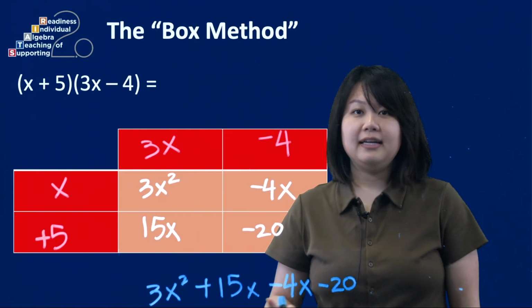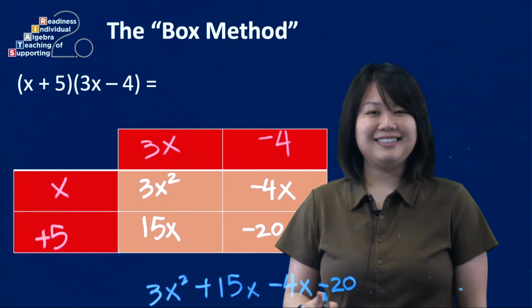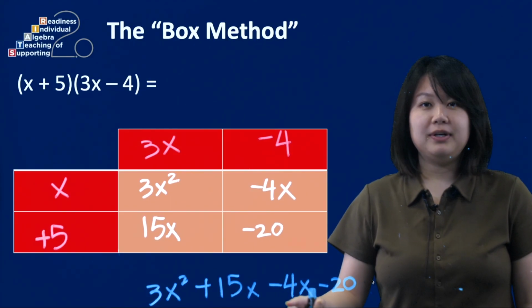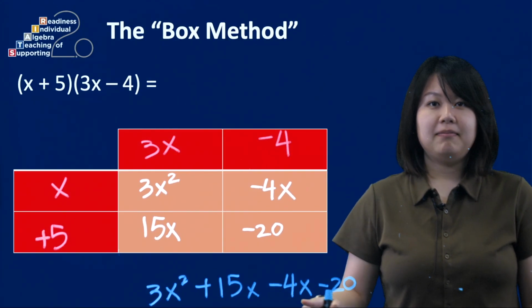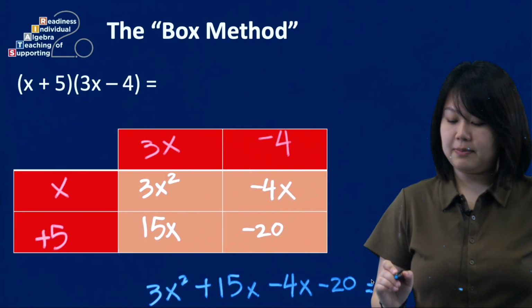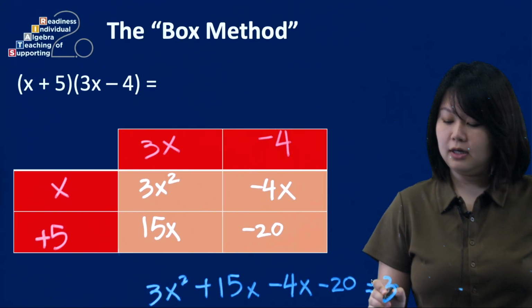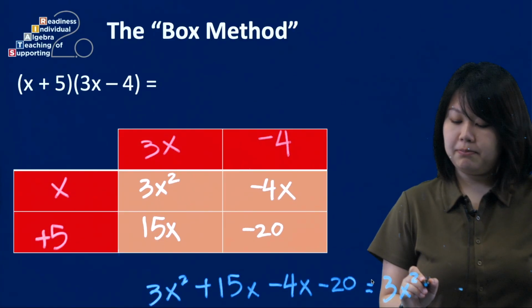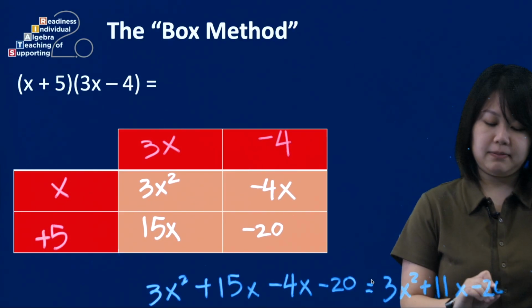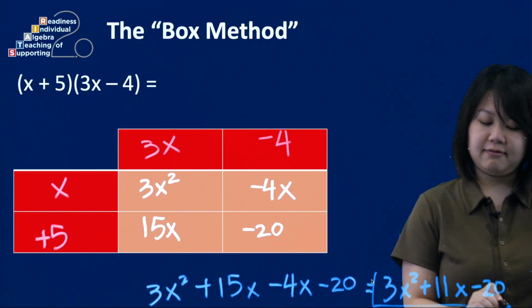And we combine, we're looking for like terms, right, to simplify this expression. We have these two like terms in which we have positive 15x minus 4x, which will give me 11x. So I'm going to rewrite this answer to 3x squared plus 11x minus 20. And that will be my final answer.